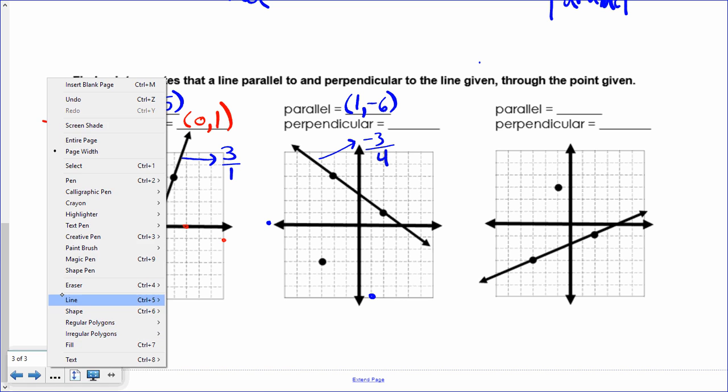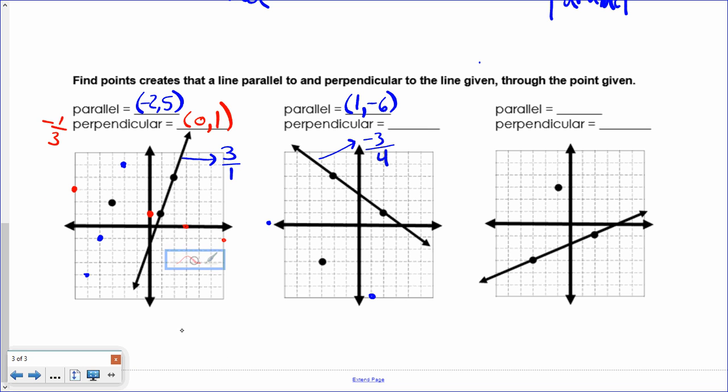Great, what about perpendicular? What would the perpendicular slope be? 4 over 3. Positive 4 over 3. So now instead of dropping, I'm going to go up, right? It's positive, so I'm going to go up 4. 1, 2, 3, 4, and over 3. Where's that on the y-axis? No, it's not. That's the coincidence. Alright, so what's that point? 0, 1 again. That's a coincidence.